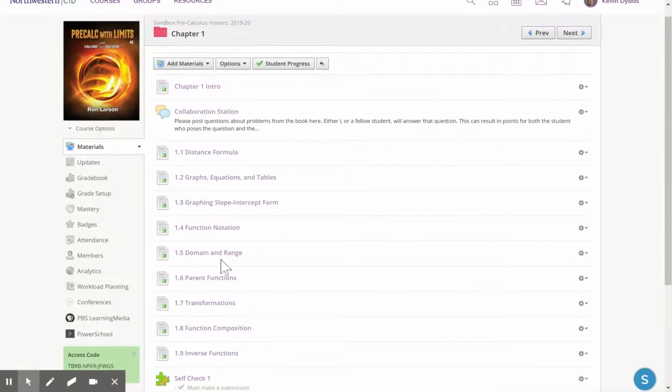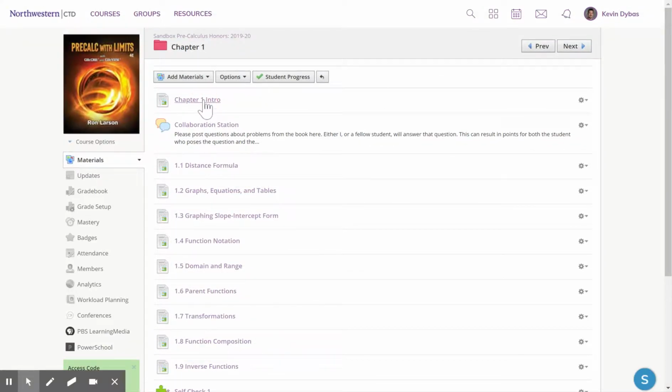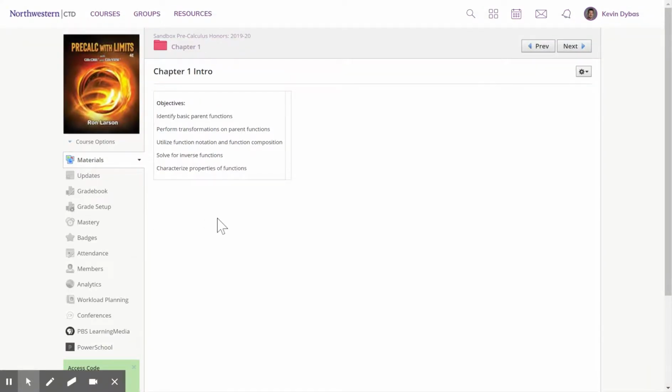So that's it for the first chapter. Again, just looking at the content that you're covering in this chapter, you could sort of see it there, but you really want to focus on identifying basic parent functions, performing transformations on parent functions, utilizing function notation on function composition, solving inverse functions, and characterizing properties of functions.